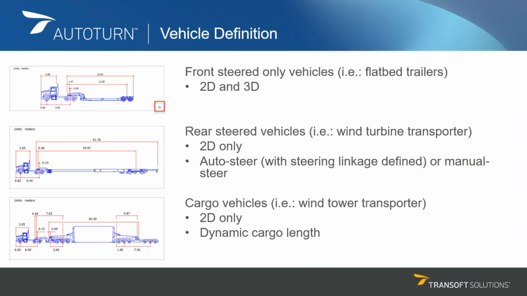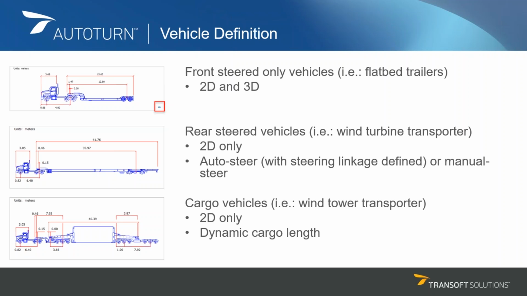Now that you have some background information about these capabilities that were added to the software, we might as well take a look at the vehicle configurations that can be configured in AutoTURN. Of course, the first and simplest type corresponds to just a front steer lowboy or flatbed trailer. And these vehicles can easily be modeled in 2D and 3D in AutoTURN. You can see the small icon on the right-hand side of the first vehicle indicates that the vehicle is 3D capable.